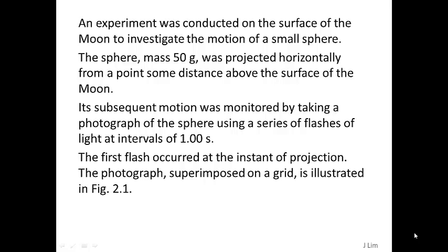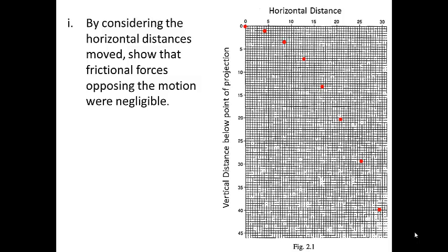An experiment was conducted on the surface of the moon to investigate the motion of a small sphere. The sphere, mass 50 grams, was projected horizontally from a point some distance above the surface of the moon. Its subsequent motion was monitored by taking a photograph of the sphere using a series of flashes of light at intervals of 1 second. The first flash occurred at the instant of projection. The photograph superimposed on the grid is illustrated in figure 2.1.